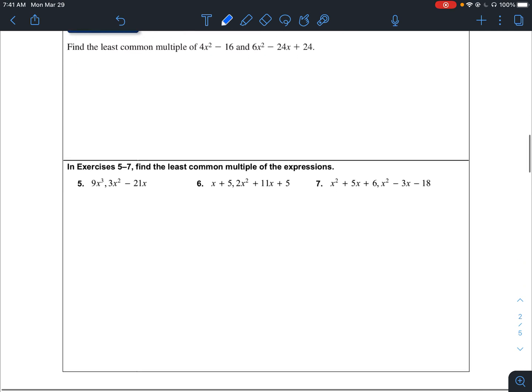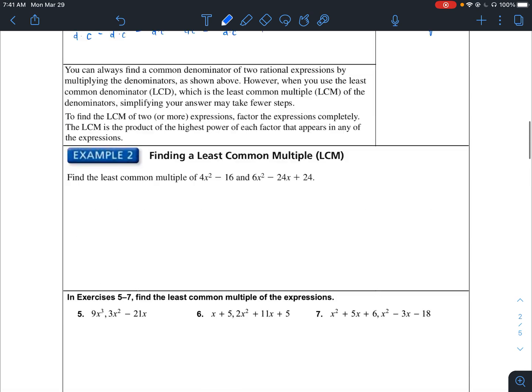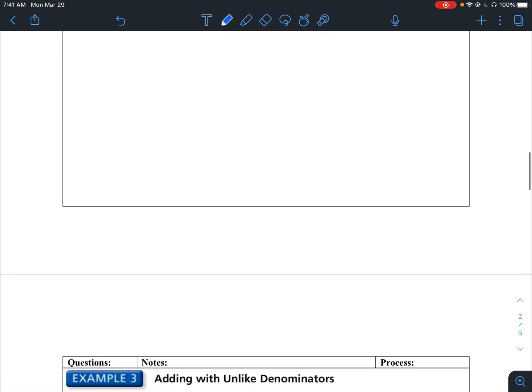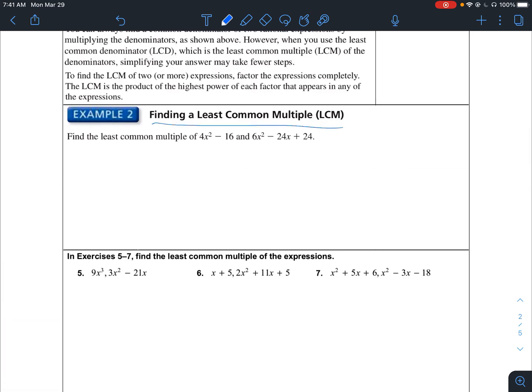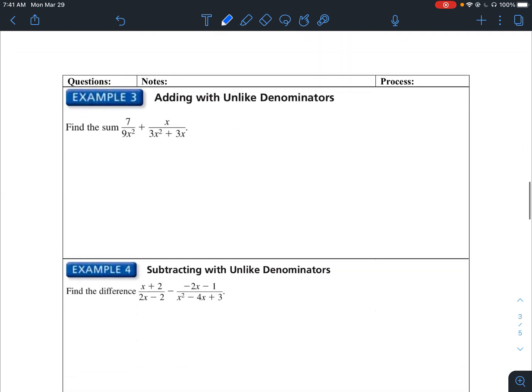Now I'm not going to go through any of these examples, because I think it would be better if I showed you how finding the least common multiple is actually applicable in these examples. And again, I'm going to do this in the next video.